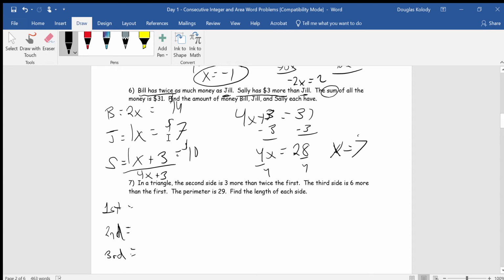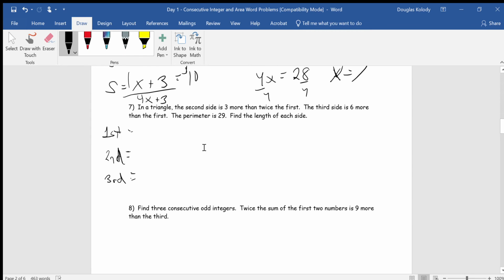In a triangle, the second side is 3 more than twice the first. The third side is 6 more than the first. The perimeter is 29. Find the length of each side. This sounds confusing, but I noticed something. Everything is being compared to the first side.